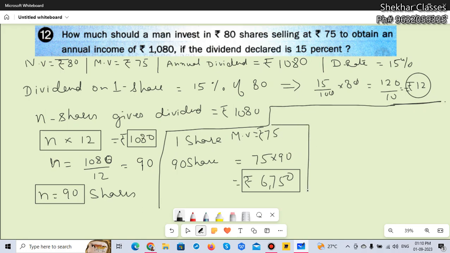So he has bought 90 shares. Fine. And to buy the 90 shares of 75 each, he will have to invest 6,750 rupees. Okay, and that is the answer.